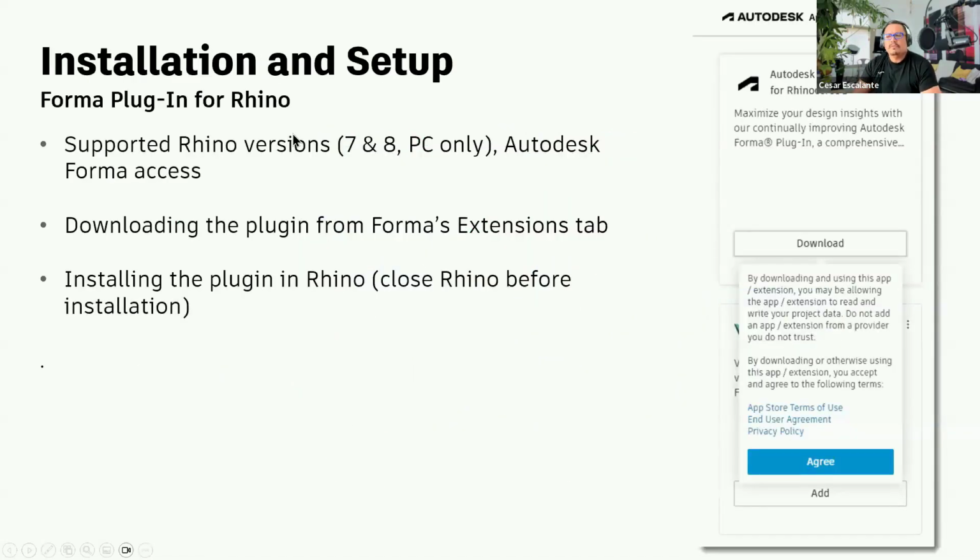All right, let's get started. How do you get access to the plugin? You need Rhino version 7 or 8 and a PC. Unfortunately, the plugin doesn't run on Macs. You can download the extension from the Forma Extensions tab and make sure that Rhino is closed during the installation. Once the plugin is ready, open Rhino, and you can just type Forma to launch the plugin. The installation takes just minutes.